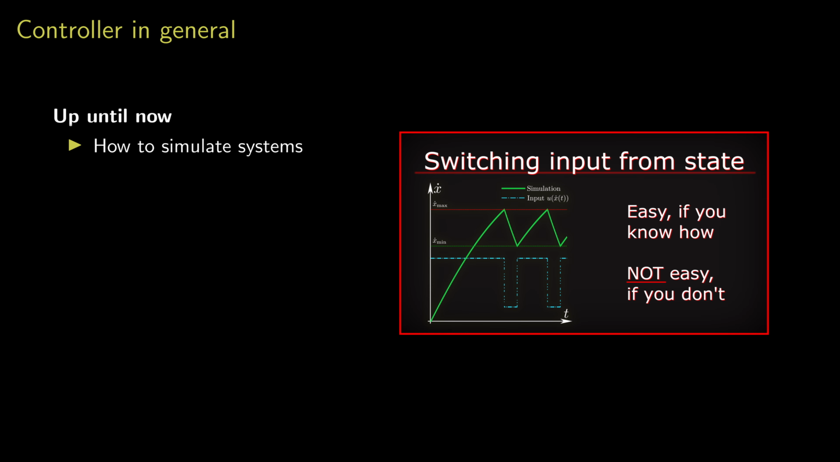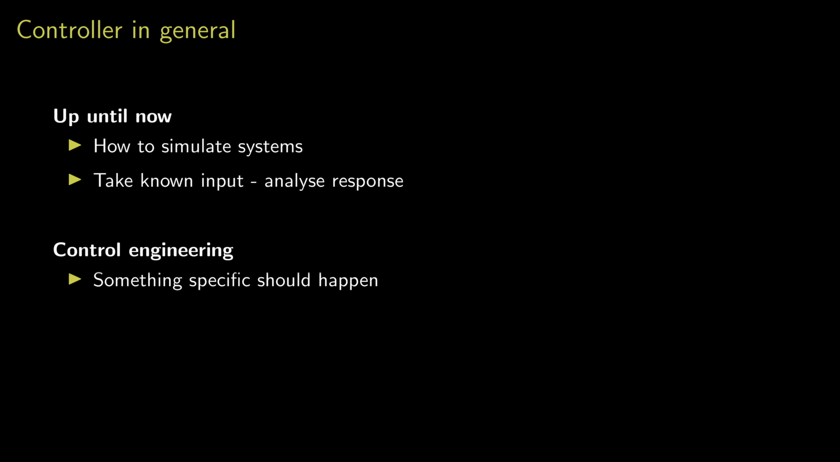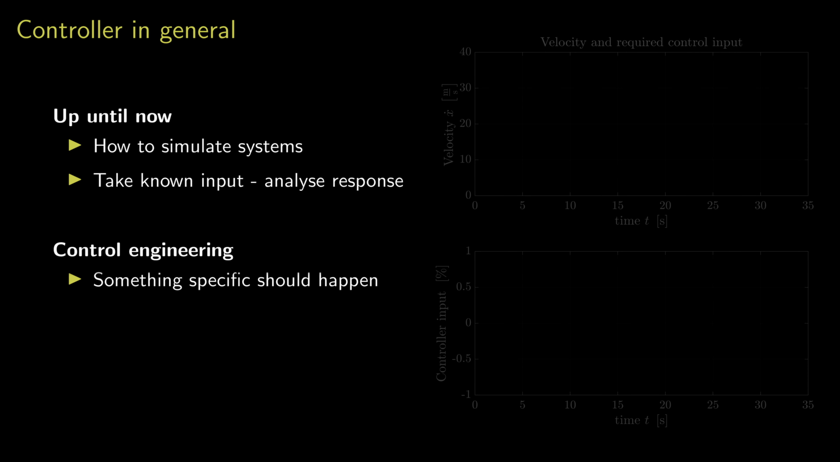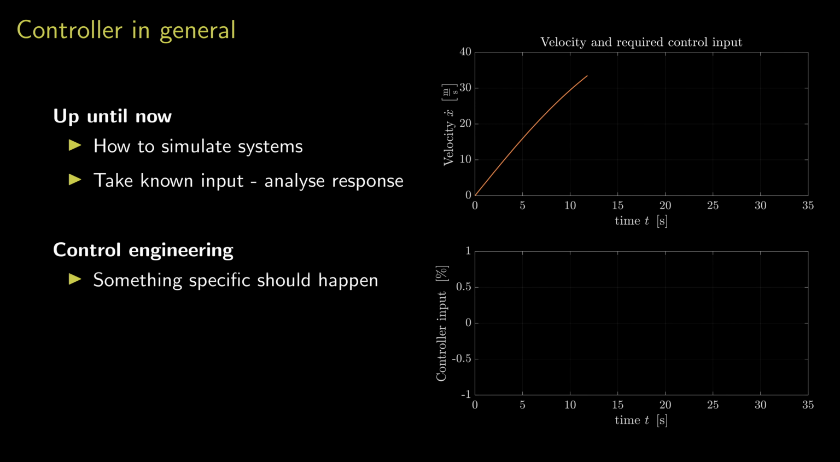In the videos up until now, we almost exclusively looked at how to simulate systems using a known predefined input. The only exception to this would be the last video with our very crude cruise control. The other videos and the simulations in them had the same characteristics. We used a known input and then simply analyzed how the system would behave over time. In control engineering, we want to influence our system so that something very specific happens. Change a temperature, keep a velocity constant, or avoid oscillation in a system. The example I chose for this video is a change of velocity and then holding the velocity constant over time.